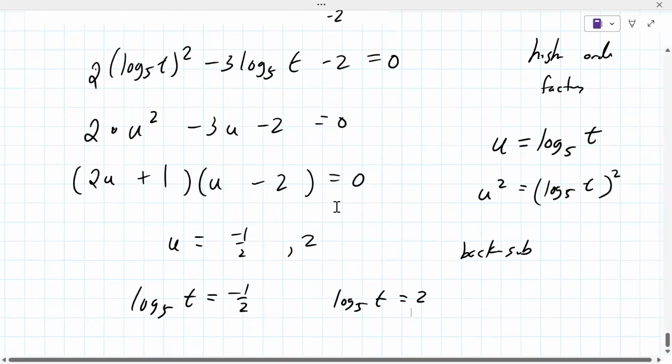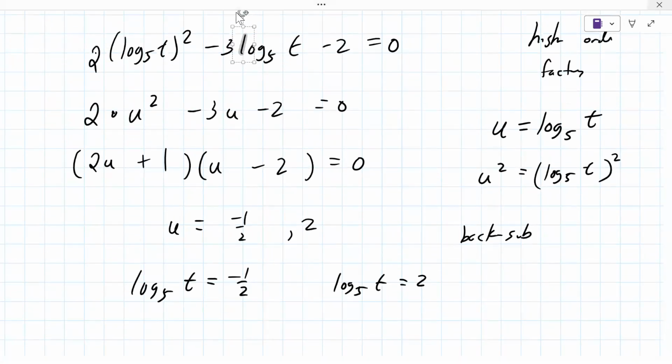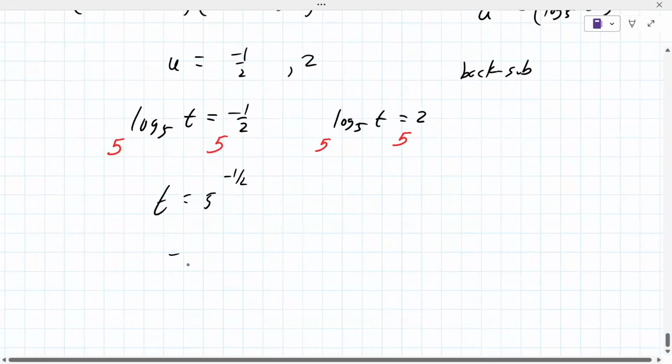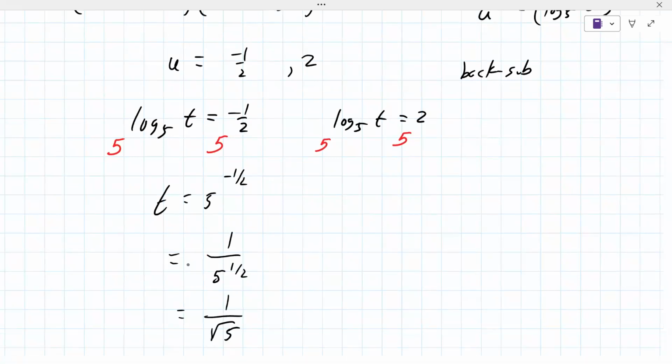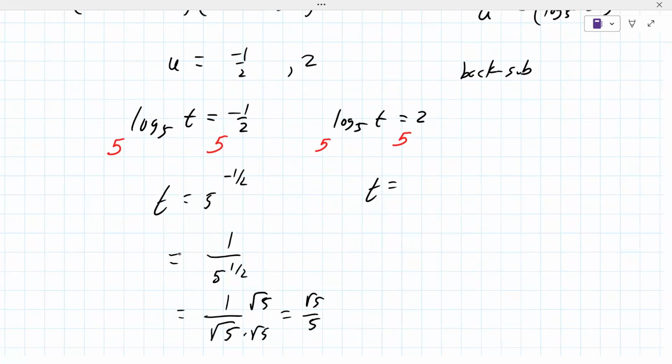And then just like we've been doing, how do you undo the base of 5? 5 on each side. So t equals 5 to the -1/2 power, which, if you haven't done this in a while, is 1 over 5 to the 1/2 power, 1 over the square root of 5. They might even ask you to rationalize it, so you get square root of 5 over 5. Any of these could appear on the test, but this is also correct as is. And on the right here, 5 squared is 25.